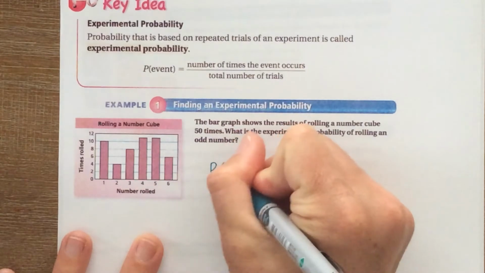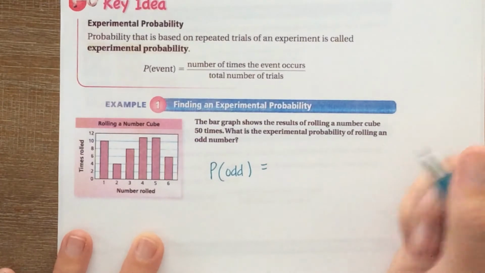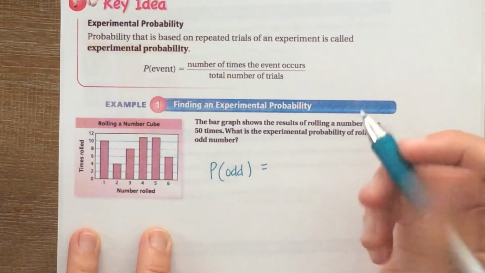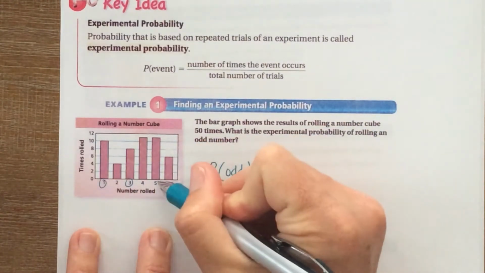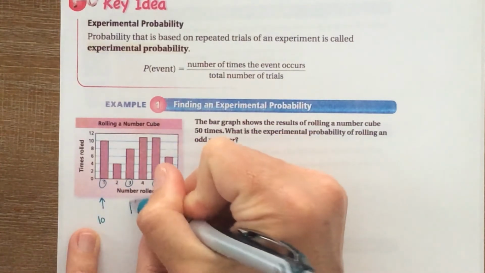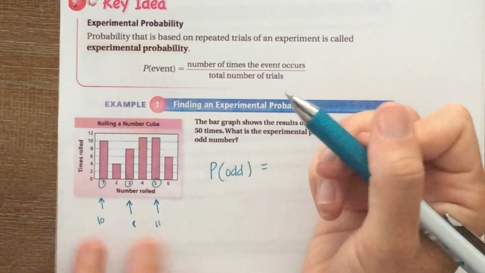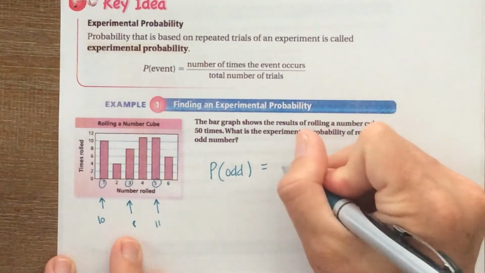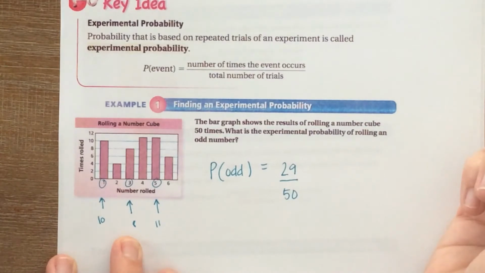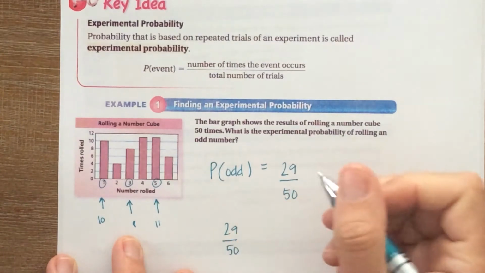So the probability of rolling an odd number, okay? Well, where are all my odd numbers at? Okay, where do we have them? We have 1, 3, and 5. This was rolled 10 times. This was rolled 8 times. And this was rolled 11 times. So what is that? That is 29. So it got rolled 29 times out of 50. Okay, so the experimental probability is 29 out of 50.